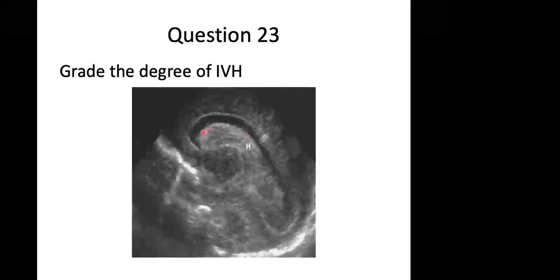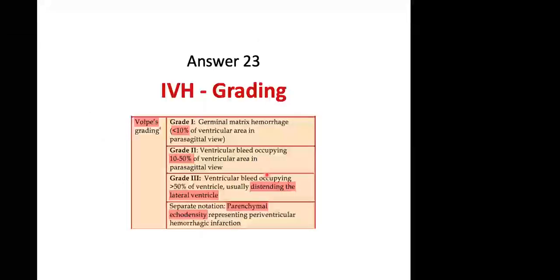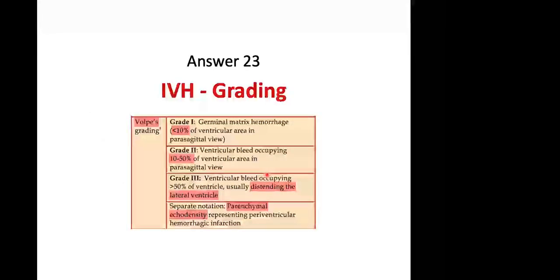So grade the degree of IVH here. So this is classically grade 3 IVH where there is the intraventricular hemorrhage with some dilatation of the ventricle. If you don't have dilatation and less than 50% is occupied, that is grade 2. Because you see a dilatation here, it's classically grade 3 IVH. So answer here is grade 3. And this is the Volpe grading, grade 1, 2, 3, 4. We should all know this and not go into all this stuff.